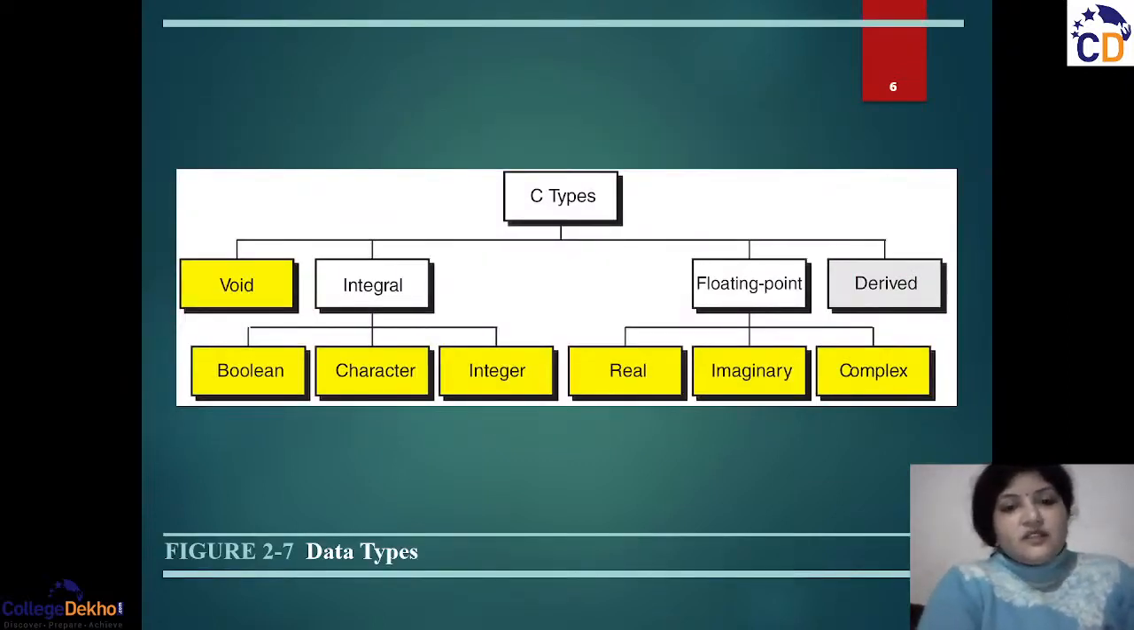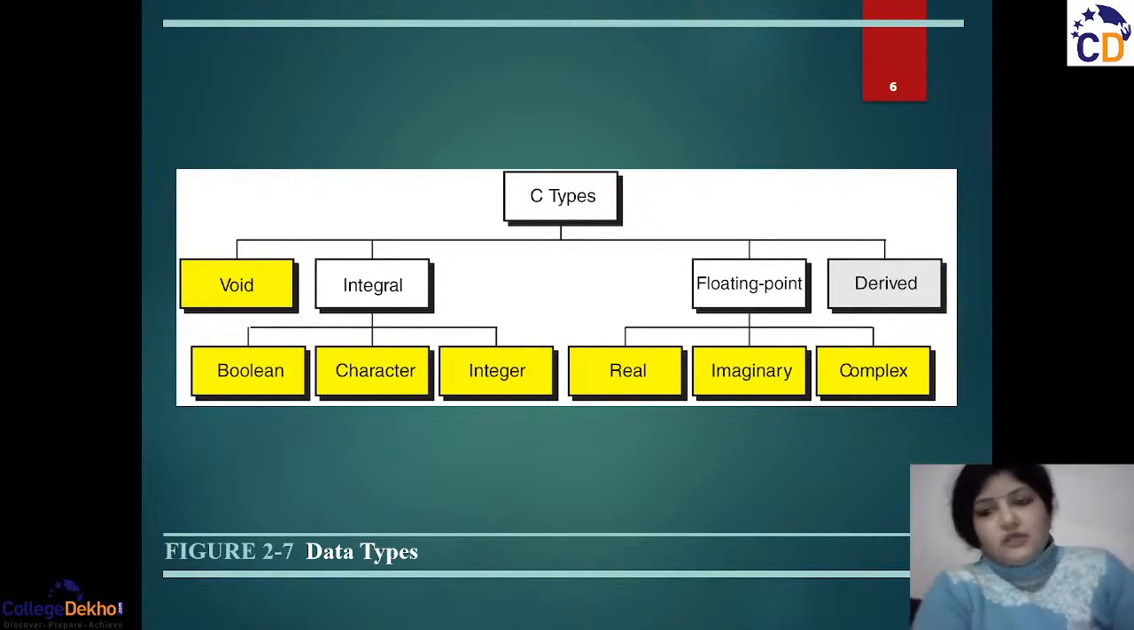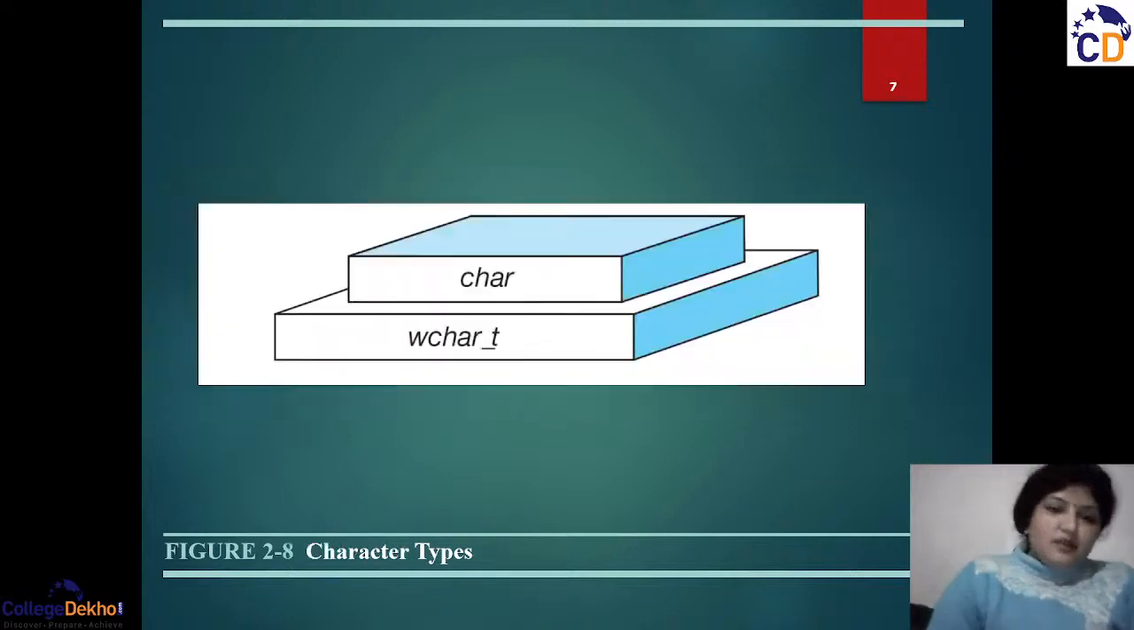Now these are the basic data types of C. What are the basic data types that we have in C? First is void. Void means nothing, null. Integral: we may have Boolean values, character values and integer values. In floating point, when you have decimal point numbers, you may represent them with floating point numbers. What are those? Real, imaginary and complex. Then we have derived data types after this. So let us start with that.